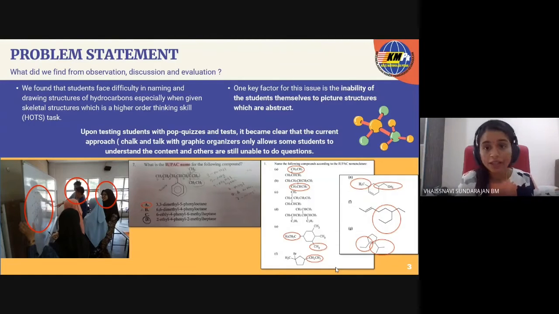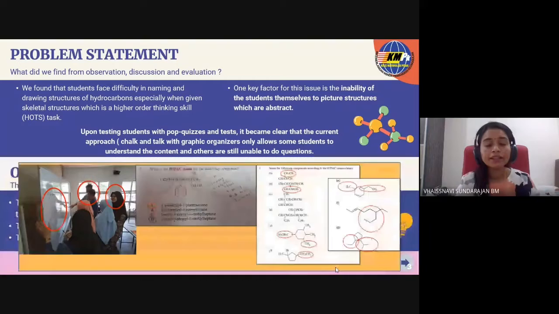We feel that one of the key factors for this issue is the inability of the students themselves to picture the structures, which are abstract. Together with this, we tested students with pop quizzes and short tests, and it became clear that the current approach, whereby we utilize the chalk and talk method along with graphic organizers, only allows some students to understand the content while others are still very much unable to do the questions.